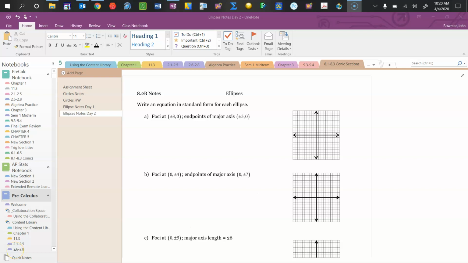Welcome back to day 2 of notes on ellipses. Now that we know the standard form for an ellipse and its orientation based on the standard form and how to plot the endpoints in the major and the minor and the focal points, we're going to take some of that information given to us in a different form and actually write the equations of those.